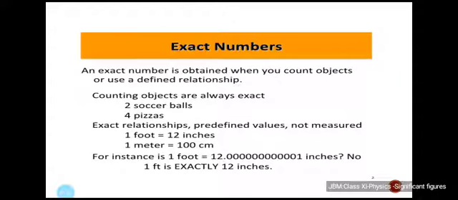An exact number is obtained when you count objects or use a defined relationship. Counting objects is always exact, like 2 soccer balls, 4 pizzas. Exact relationships are predefined values, not measured, like 1 foot is equal to 12 inches, 1 meter is equal to 100 centimeters. For instance, if 1 foot were equal to 12.000000000001 inches, no, 1 foot is exactly 12 inches.